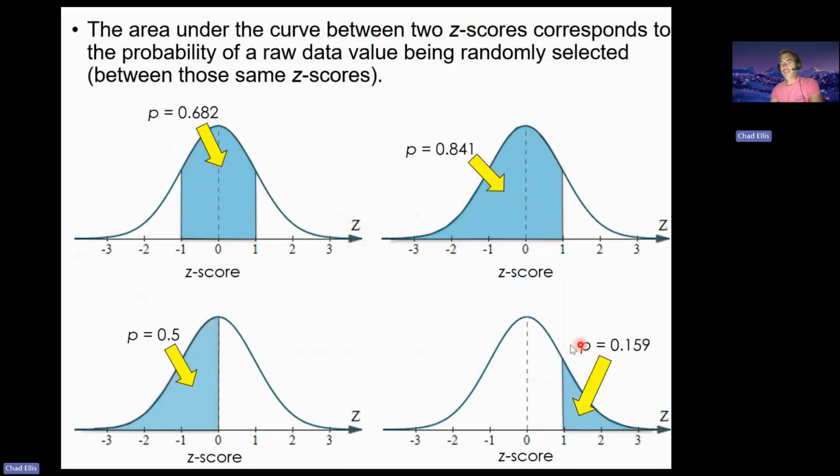And then we have another example here where we have a probability of 0.159 for the probability above 1, right? So what you can see here is that if we added up the probability for this normal distribution here, 0.841, to the probability for everything above a z-score of 1, those two probabilities would add up to 1, or 100%.